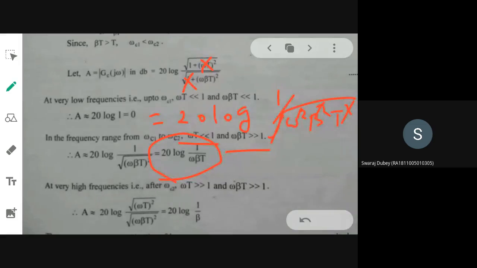Second gain for the second case: 20 log 1 by omega beta t. So case number 3.